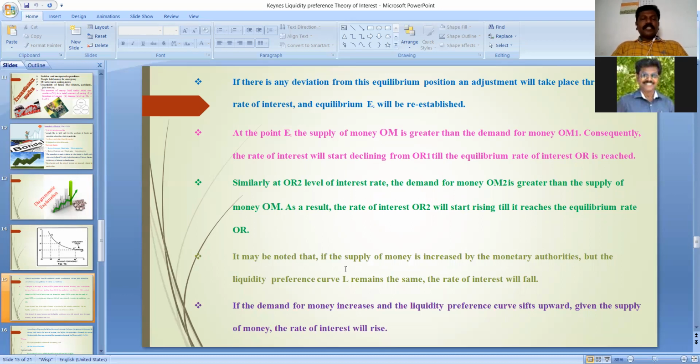So it may be noted that if the supply of money is increased by the monetary authorities, but the liquidity preference curve L remains the same, the rate of interest will fall. If the demand for money increases and the liquidity preference curve shifts upward, given the supply of money, the rate of interest will rise.